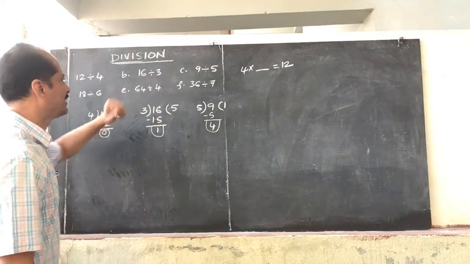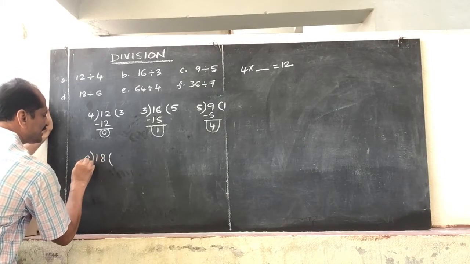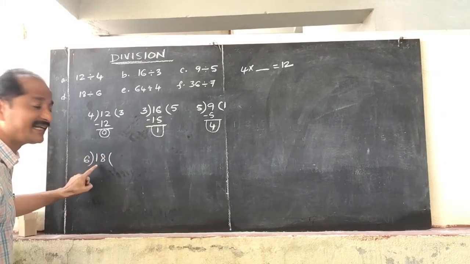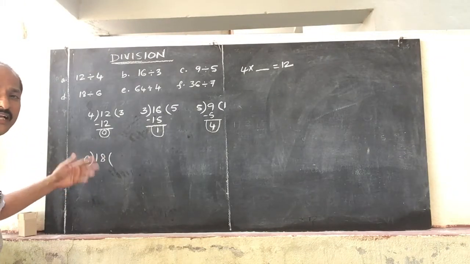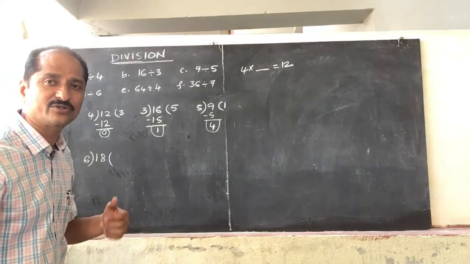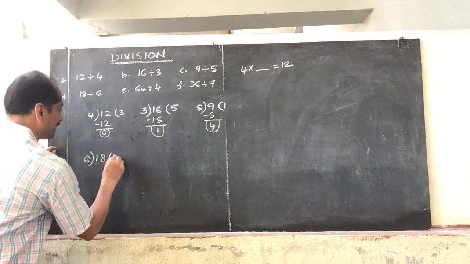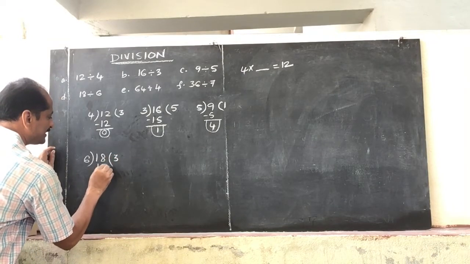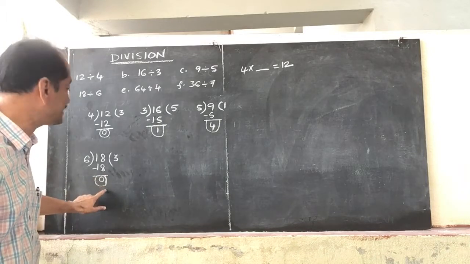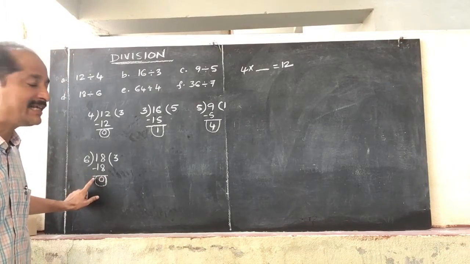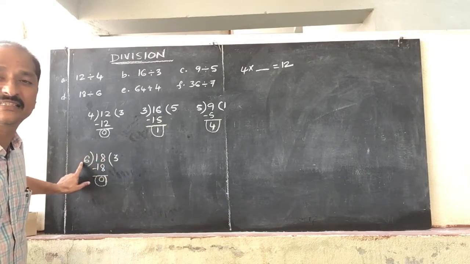So next you can take another one. Example: 18 divided by 6. 18 divided by 6 means what? How many 6 are there in 18? How many 6 are there in 18 means read the 6th table till getting 18. So 6 1 is 6, 6 2 are 12, 6 3 are 18. Oh, we got exactly. So 6 3s are 18. So 18 minus 18 is equal to 0. So here you got remainder 0. So this is the exact divisor. That means 18 is divisible by 6 exactly.